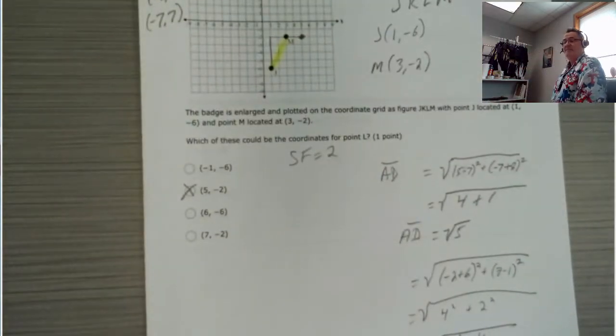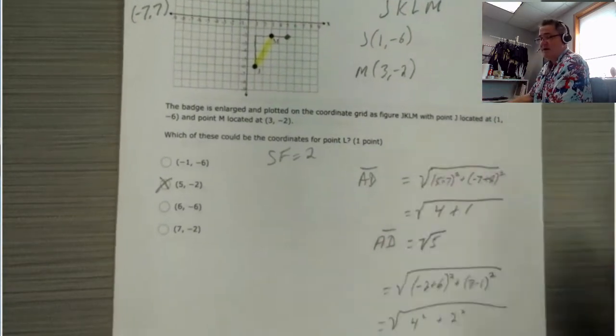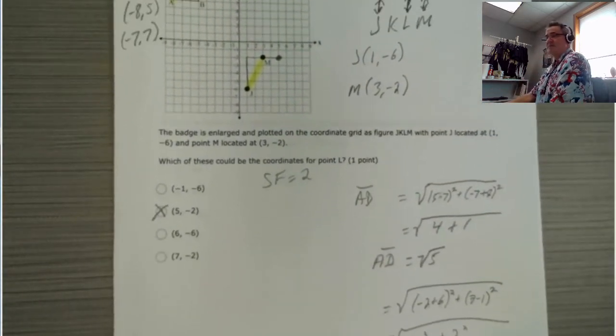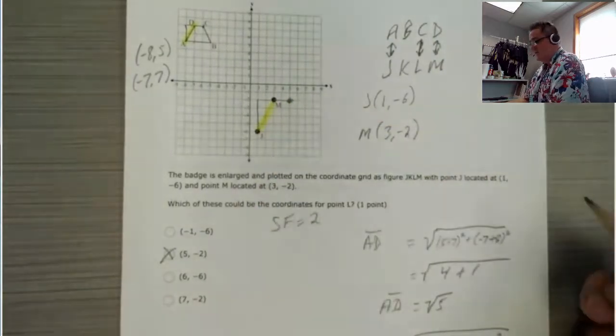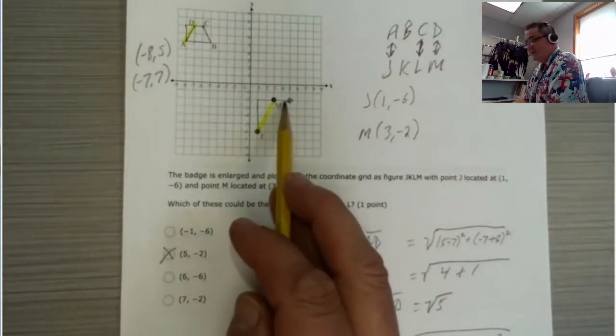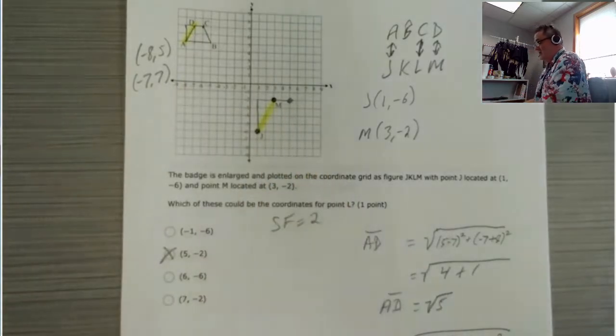5, negative 2. Okay, do a little extra work there just to practice some of our other skills. But as long as you figure out it's a scale factor of 2, and then know that that side should be twice as long as that side, and to get that correct, you'll be fine.